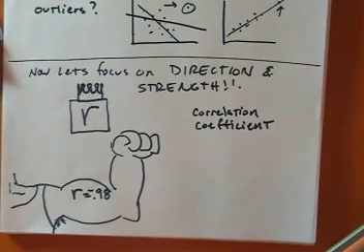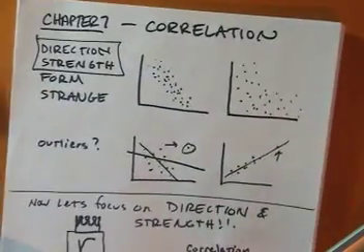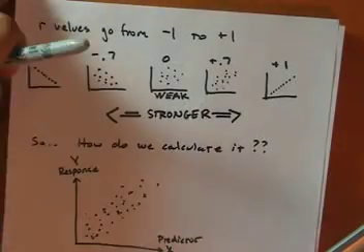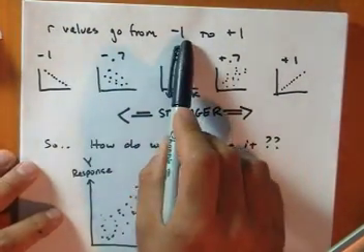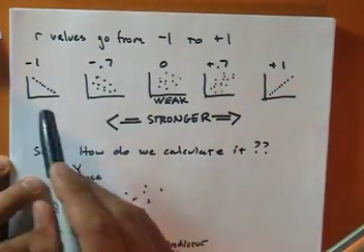I'm still strong, but I'm strong in a negative way. And we'll get to explaining what that means. All right, so let's go and talk about some basic R values so we can think about them. R values range from -1, the strongest negative relationship, to +1. So let's look at a -1 relationship.